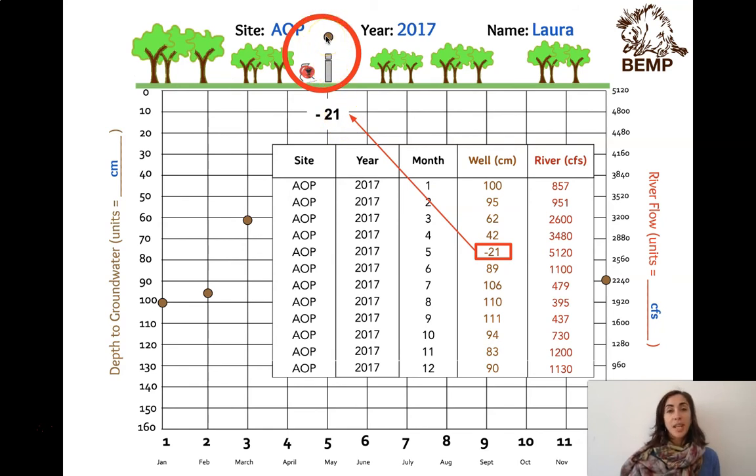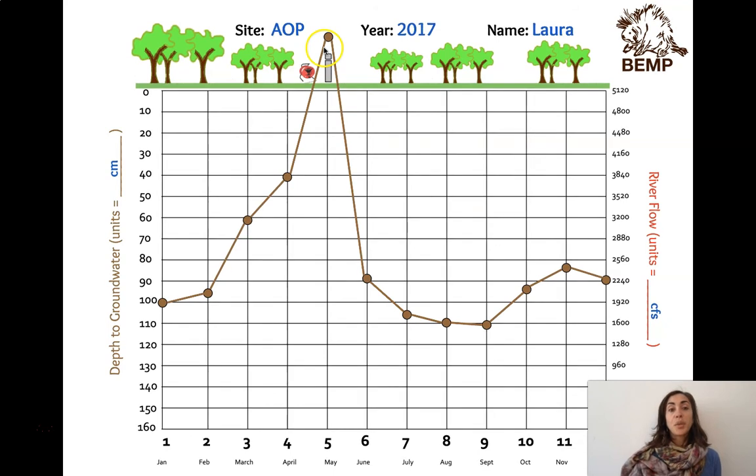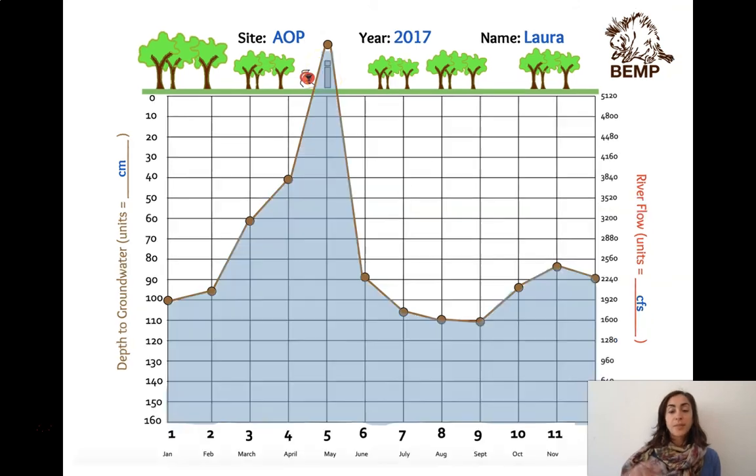I want you to think for a second: what do you think happened that month that made our groundwater basically go all the way up above the surface? So you probably guessed that there was a flooding event, and you are correct. Basically, the water wasn't underground anymore; the water was all the way above ground, and in some cases it can even reach farther up than the well itself. So when we connect our dots in our groundwater wells, it's going to look something like that, and that's to represent the flooding event.